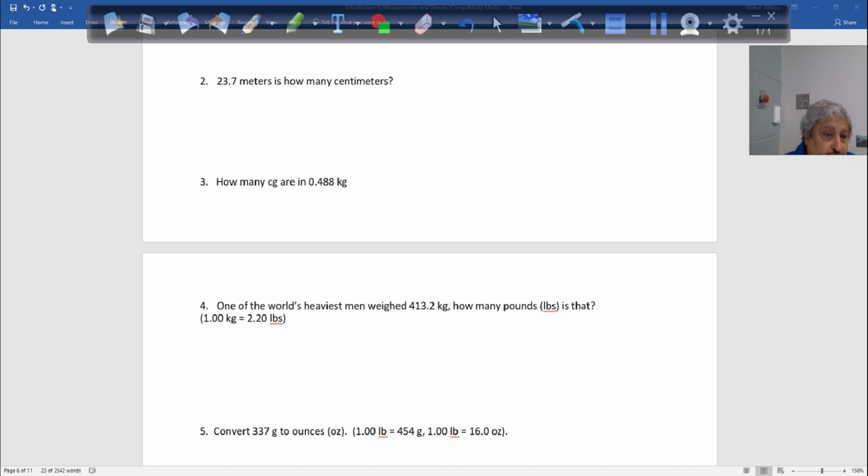I will do 1, 2, and 3. Tell me which one you like. Which one do you like, guys? Come on, guys. Number 4? Okay. One of the world's heaviest men weighed 413 kilograms. How many pounds is that? What is given to us?